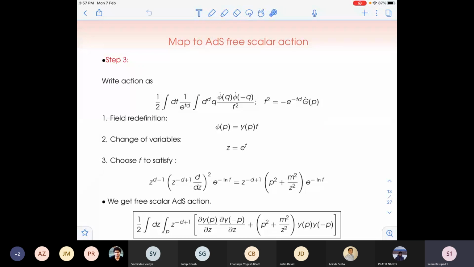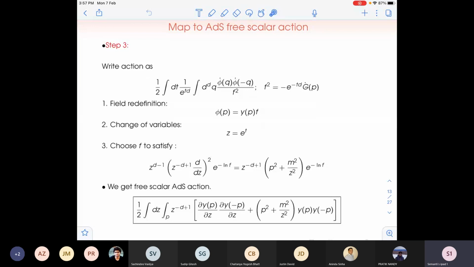Then if you change the variable, then z is equal to e to the power t. Okay, now choose f to satisfy this. So this constant is important. You choose f to satisfy this constant. Then we get a free scalar ADS action. That's how we get a free scalar ADS action here.